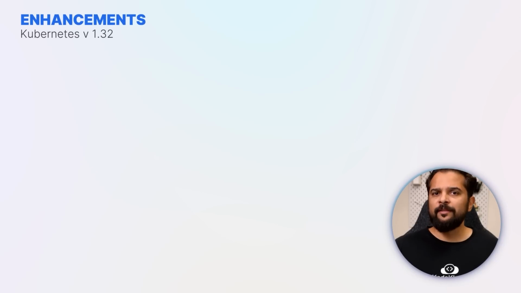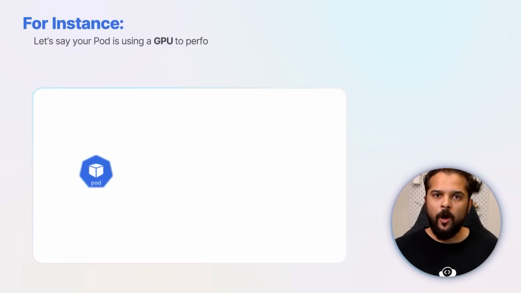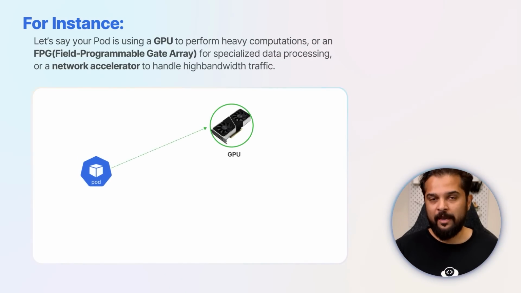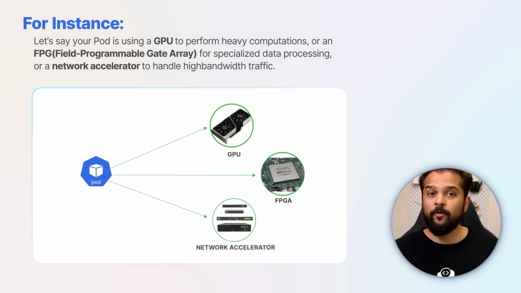So let's start with the alpha or new additions in this release. Number 1, add resource health status to the pod status for device plugin and DRA, KEP 4680. So let's say your pod is using a GPU to perform heavy computations, or an FPGA for specialized data processing, or a network accelerator to handle high bandwidth traffic.